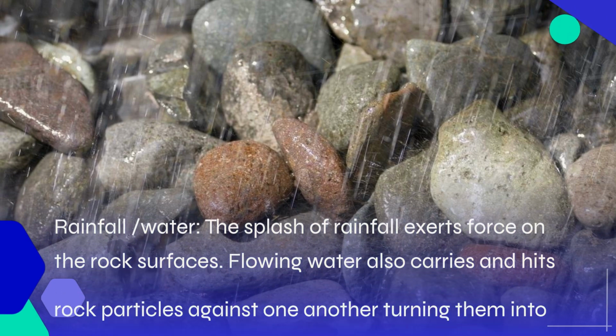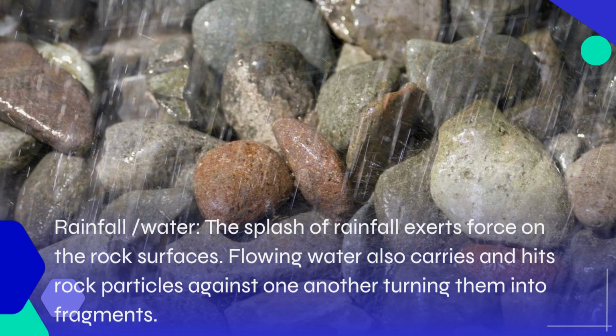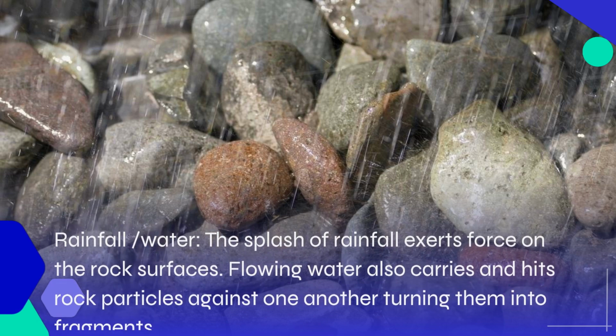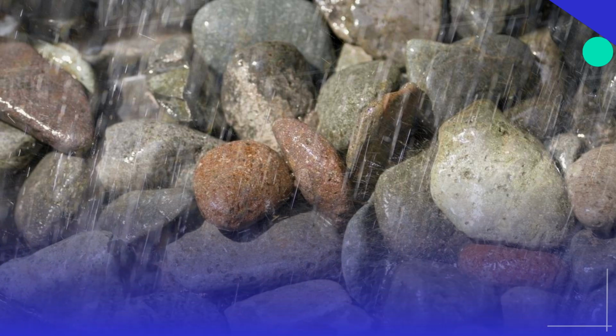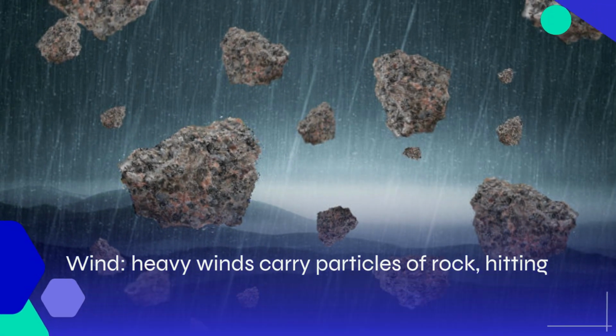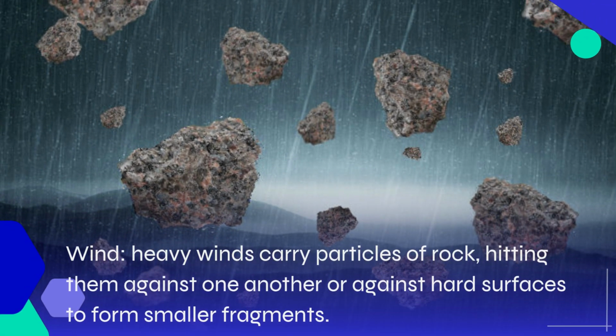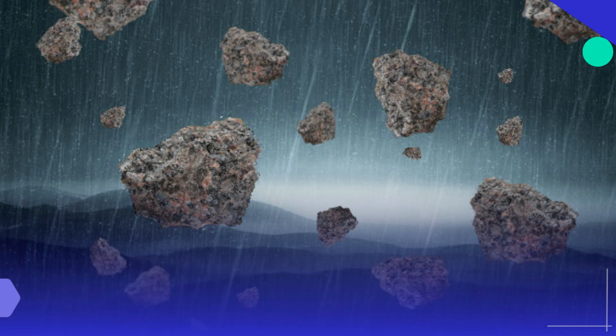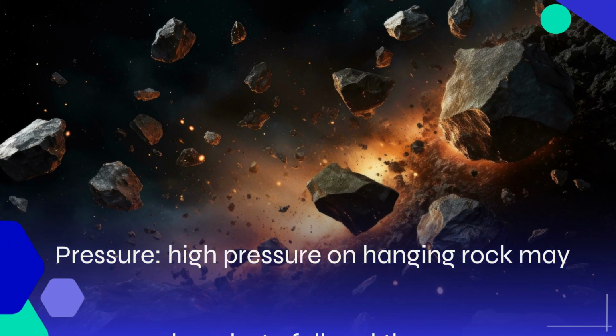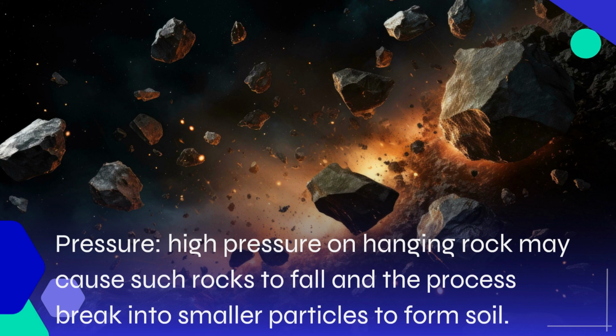Rainfall/water: the splash of rainfall exerts force on the rock surfaces. Flowing water also carries and hits rock particles against one another, turning them into fragments. Wind: heavy winds carry particles of rock, hitting them against one another or against hard surfaces to form smaller fragments. Pressure: high pressure on hanging rock may cause such rocks to fall and break into smaller particles to form soil.